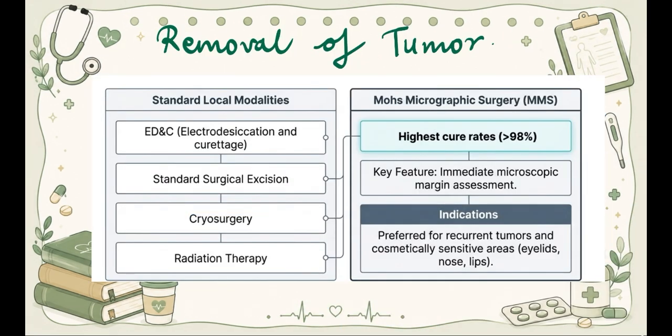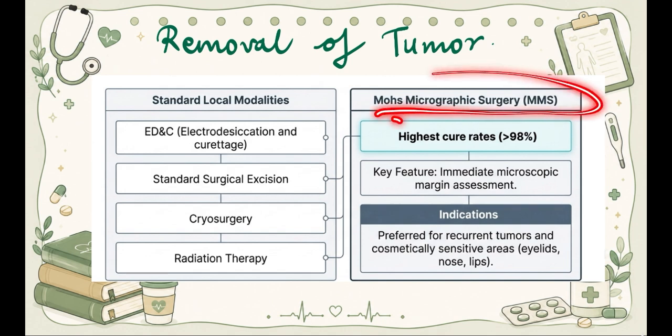When a localized tumor does develop, we have to carefully remove it. The choice of treatment depends heavily on the tumor's location, its depth, and how likely it is to come back. Standard local options include scraping and burning, which is called electrodesiccation and curettage. We also use standard surgical excision, freezing with cryosurgery, or targeted radiation.